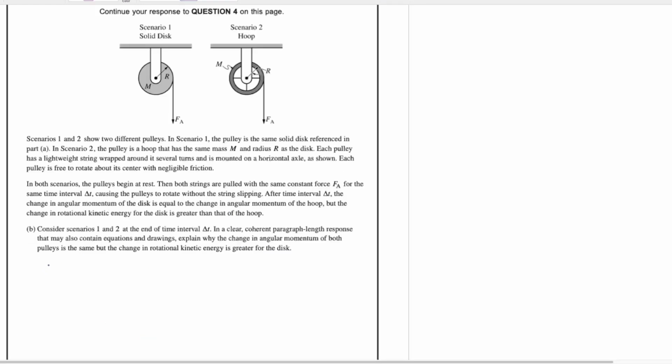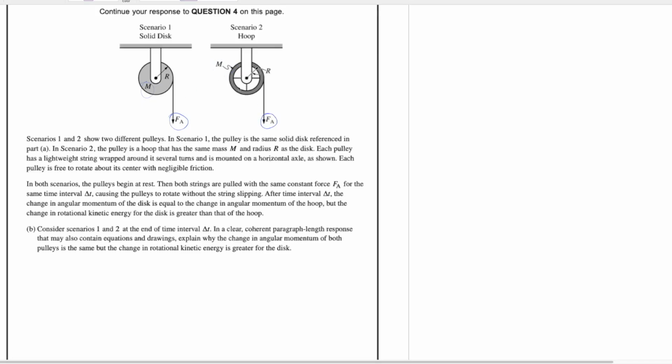Next, look at 4b. We have two scenarios. Scenario 1 is the same as before, a solid disk, with a force F_a pulling down, the tension is F_a. And scenario 2, instead of a solid disk, we have a hoop, so most of the mass is concentrated on the rim. The mass of the hoop is the same as the mass of the disk, and also F_a is pulling down.